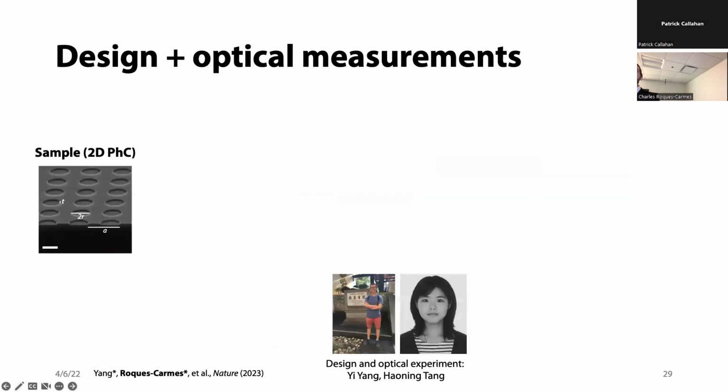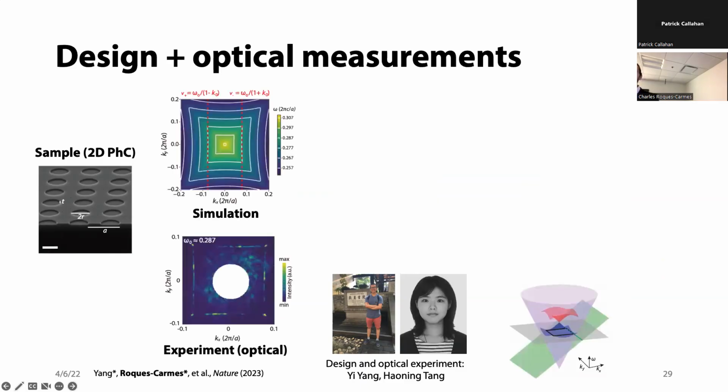So we actually realized such a structure. They were fabricated by Team Savas with interference lithography. It's a photonic crystal slab waveguide. The periodicity is on the order of a few hundred nanometers. And they were characterized by Yi and Houning.